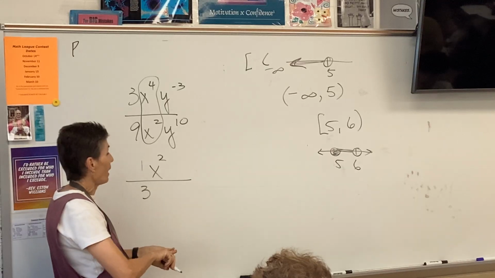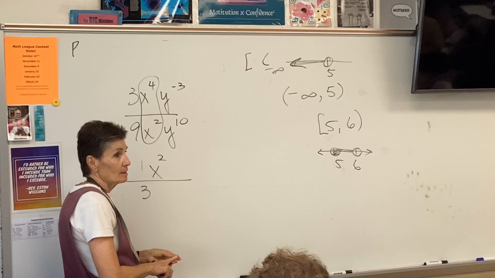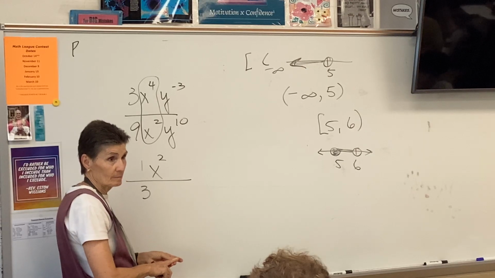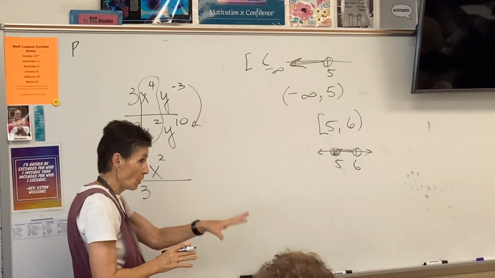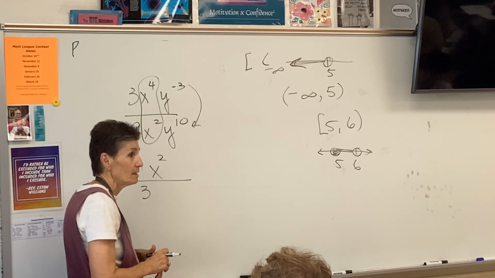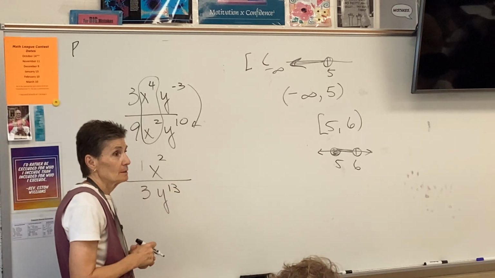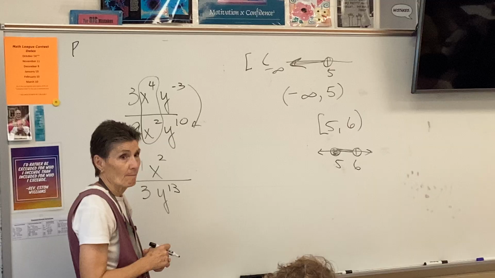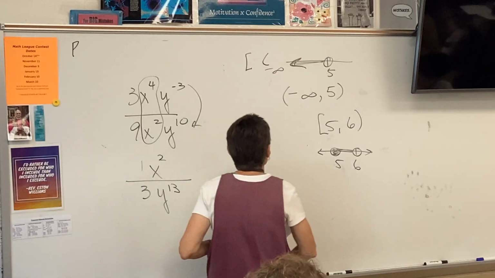Right, now what about the y's? They're a little bit trickier. Those are negative. They are gonna come down, but there's already 10 of them down there. So if you already had 10 and you bring down 3 more, now you're gonna have 13. And we're done. That's it. Evaluate.